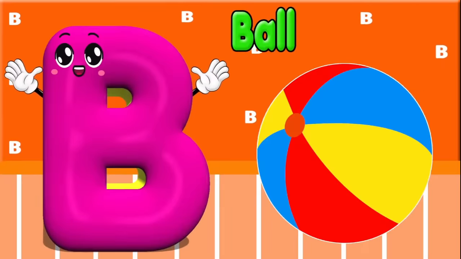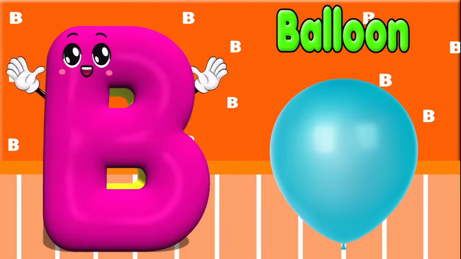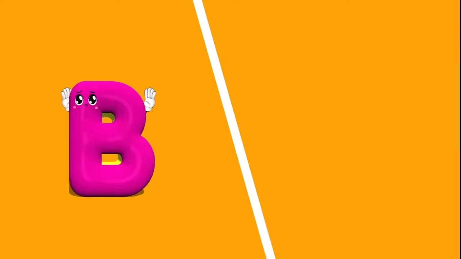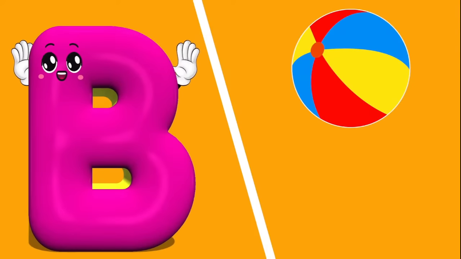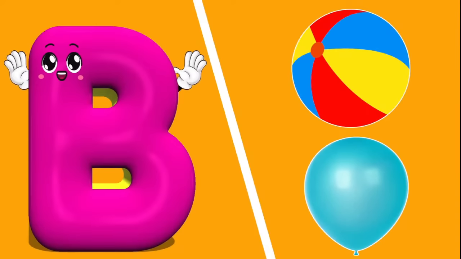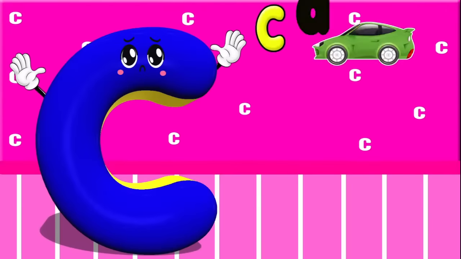ball. B is for balloon, balloon. B is for ball. B is for balloon.